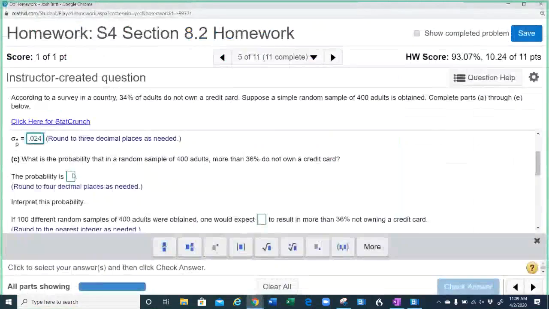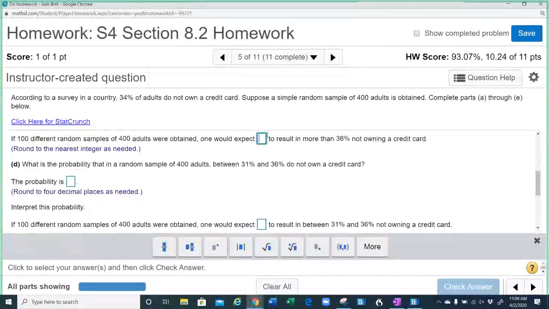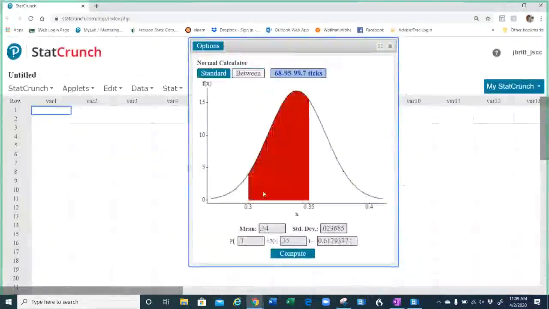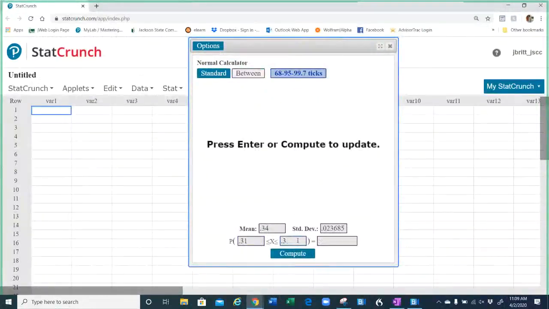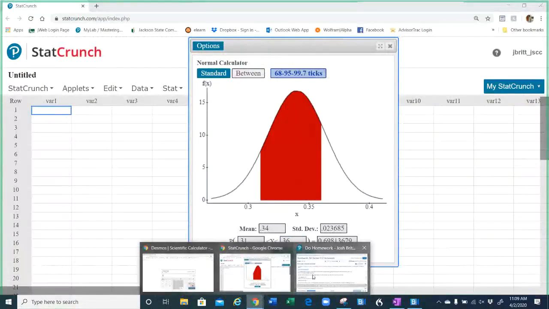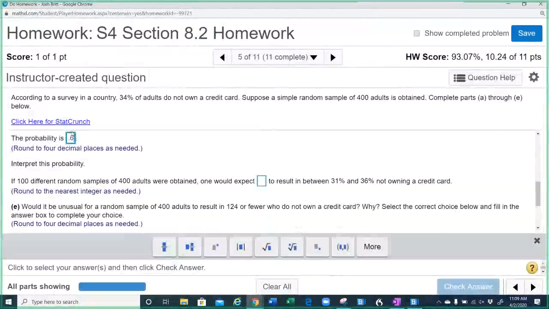And then out of 100, we would expect 20. So just multiply 100 by the probability. We get 20. And then between 31 and 36, we get 0.6981. And then out of 100, we would expect 70.